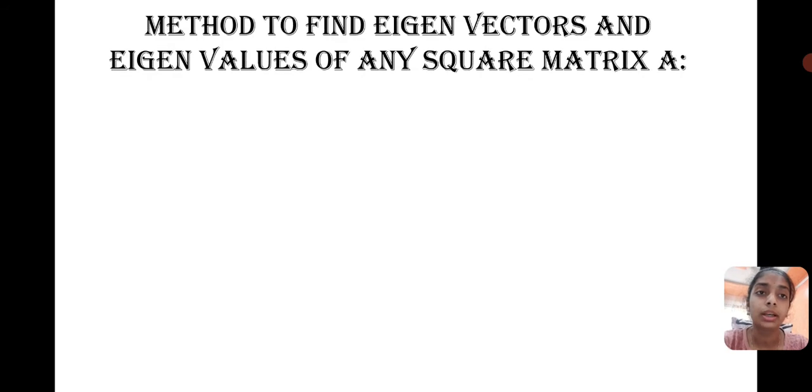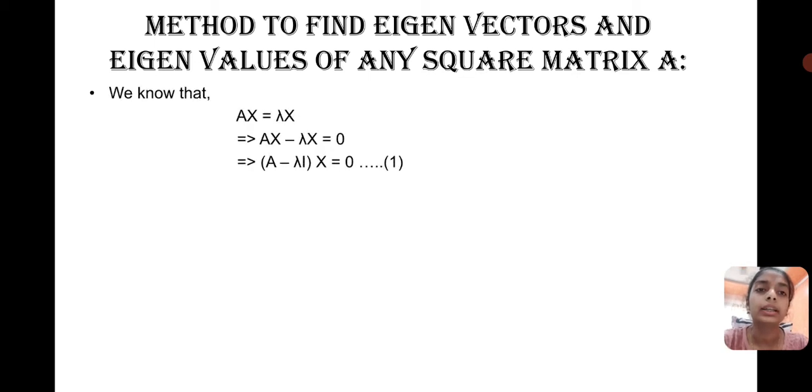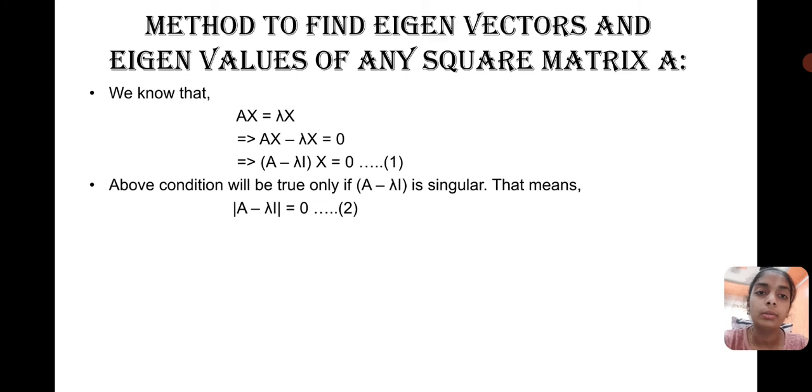So, the method to find eigenvectors and eigenvalues of any square matrix A. We know that Ax = λx. So, Ax − λx = 0, that is (A − λI)x = 0. The above condition will be true only if A − λI is singular. That means |A − λI| = 0.